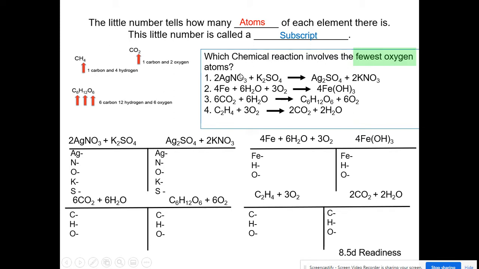For example, oxygen, there are 3. Nitrogen, there's 1. Oxygen, because there's a coefficient here, is actually 6. Nitrogen, there's 2. Argon, there's 2. If there's no little subscript number next to the element, that means there's only one of that element.